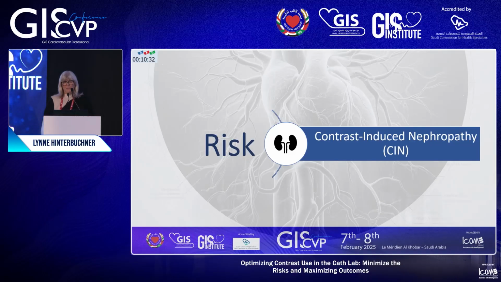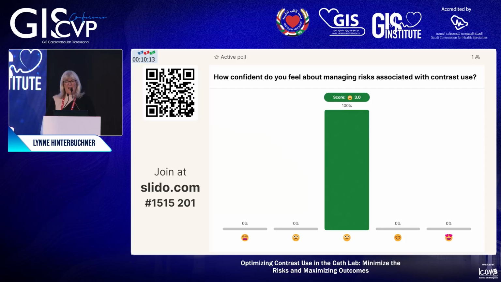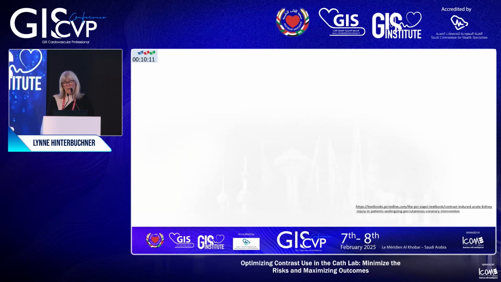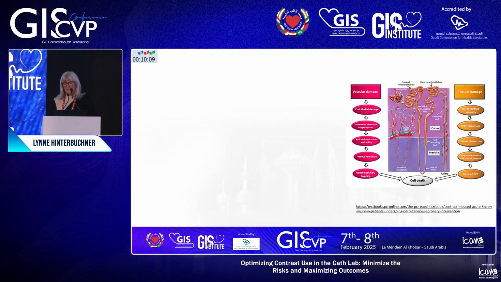So why are we concerned? Because when you use contrast, there's risks to using it. The risk that we all worry about is contrast-induced nephropathy. I'm thinking in German and can't say it. Anyways, let's just call it kidney injury for the sake of ease. So I'm going to go past this question for the sake of time.